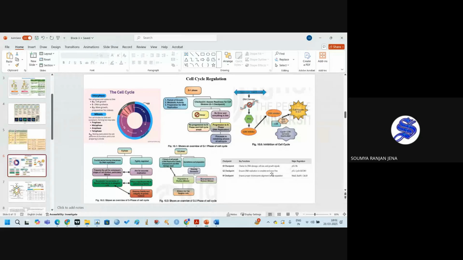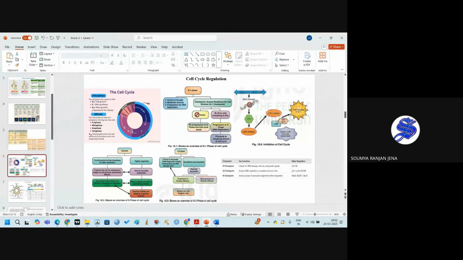Then if we go to the key checkpoint, the G1 checkpoint, G1 checks the DNA damage. Here it also always checks the DNA damage, cell size, whether the cell is properly developed or not, and any growth signal. If a growth signal is found, then the cell will undergo division, or the cell is under arrest condition. Then P53 or RB, that is retinoblastoma protein, are the major regulators. They will check whether DNA damage occurred or not. Then it will progress from G1 to S phase.